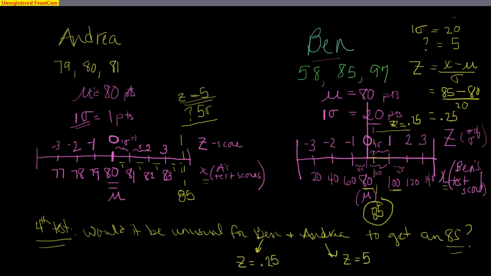So this might start to tell you, it seems much more unusual for Andrea to get that. Well, in fact, it is. It is actually very unusual for Andrea to get an 85. Why? Because we have this magic line at 2 standard deviations above the mean and 2 standard deviations below the mean. Everything in here is usual, or not unusual. So if you're out here, it's unusual. If you're over here, it's unusual.